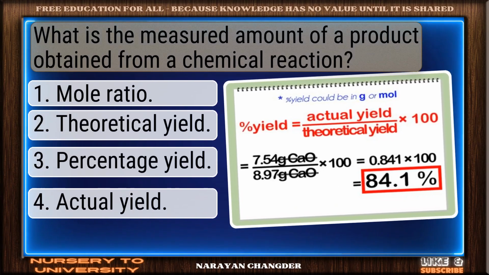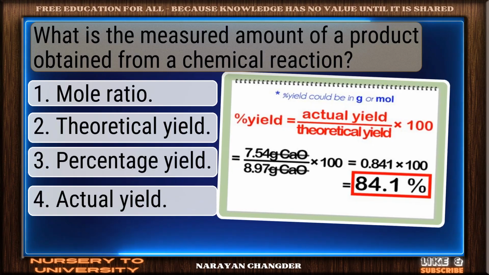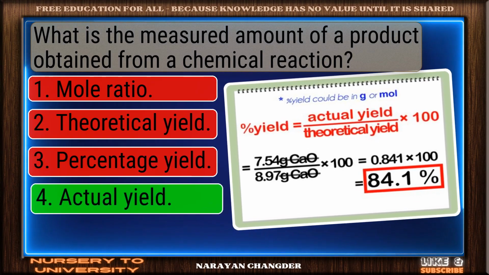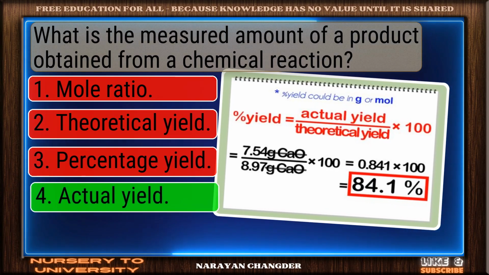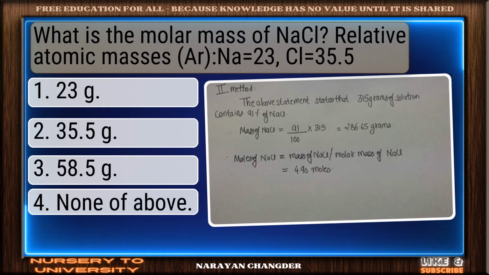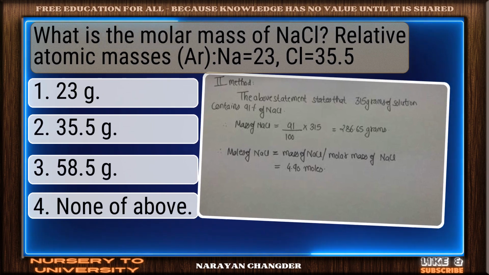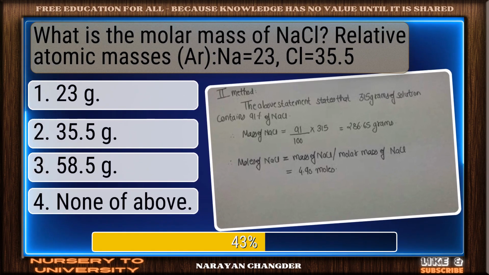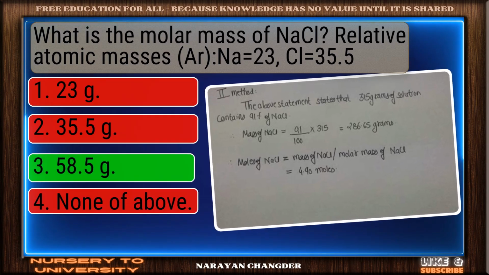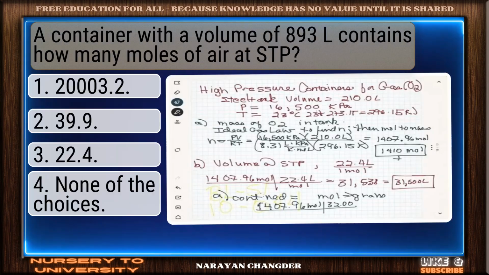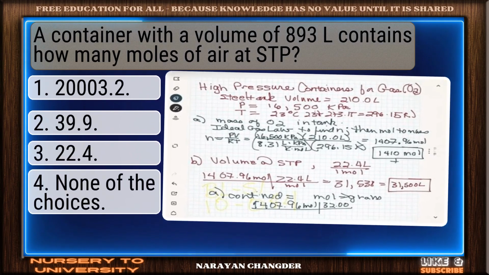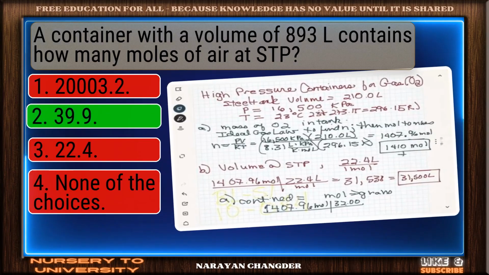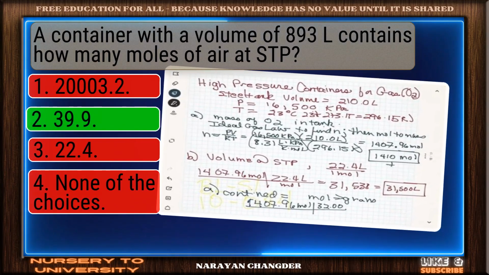What is the measured amount of a product obtained from a chemical reaction? Clear logic. Your choice, actual yield, is sound and 100% true. What is the molar mass of NaCl? Relative atomic masses: Na equals 23, Cl equals 35.5. Smart move. 55 g is an accurate answer. A container with a volume of 89.3 dm3 contains how many moles of air at STP? Nicely done. 39.9 is a solid answer.